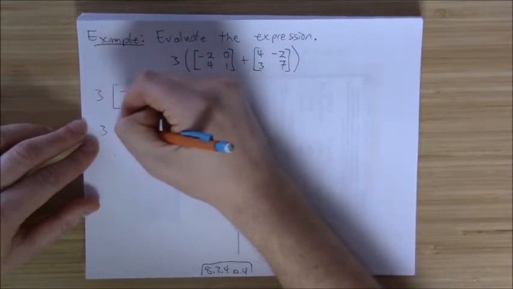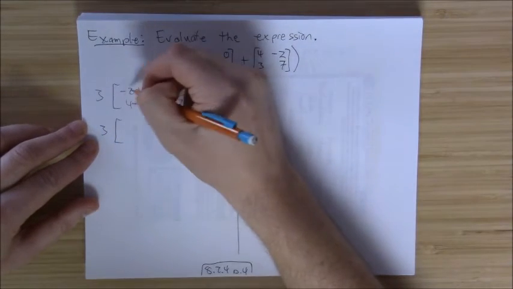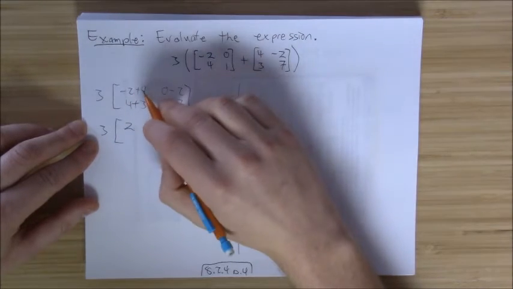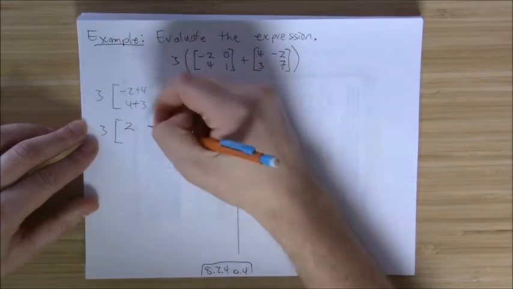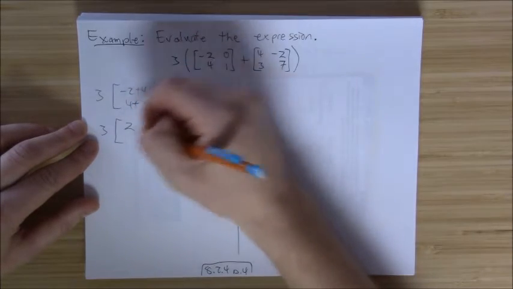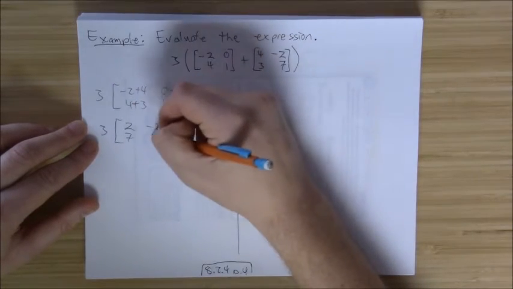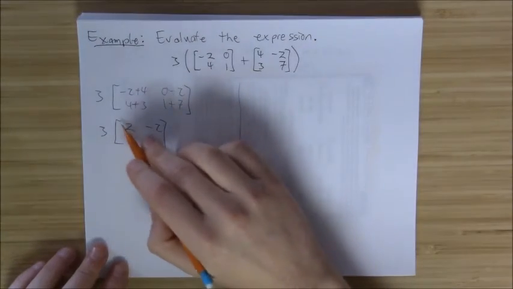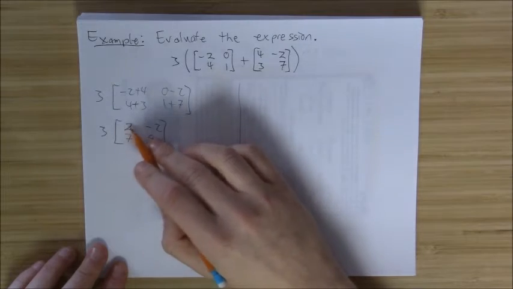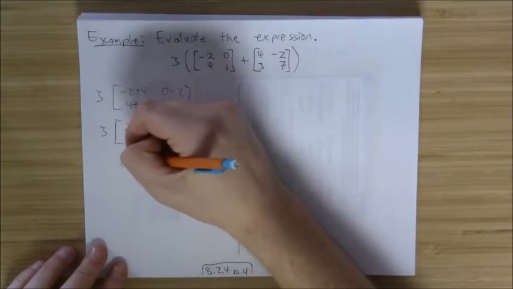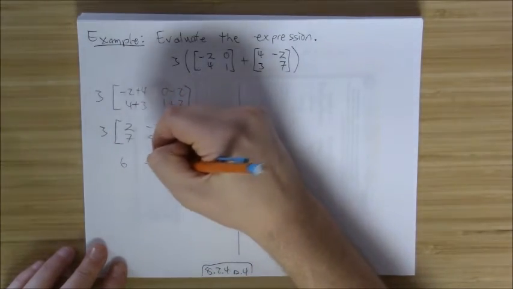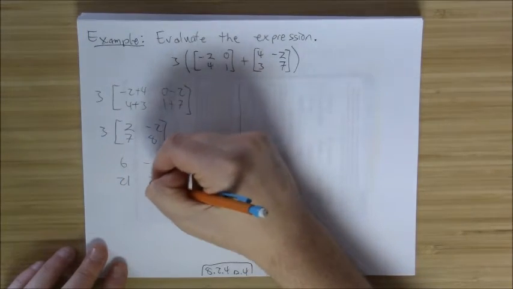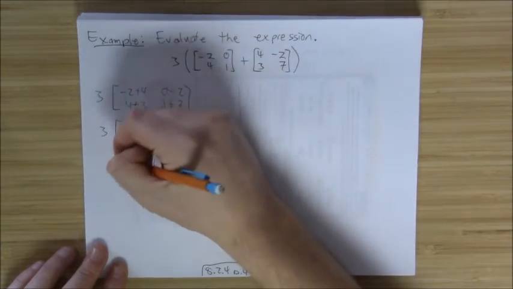And so that would be 3 times negative 2 plus 4 is 2. Negative 2, 4 plus 3 is 7. 1 plus 7 is 8. And so distributing through, multiplying by 3, we would get 6, -6, 21, and 24. Now what if we did it the other way?